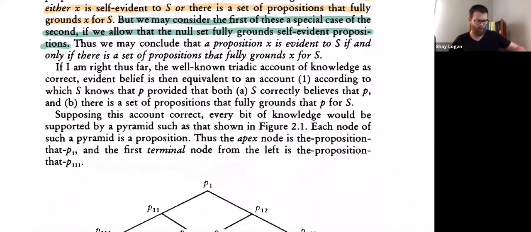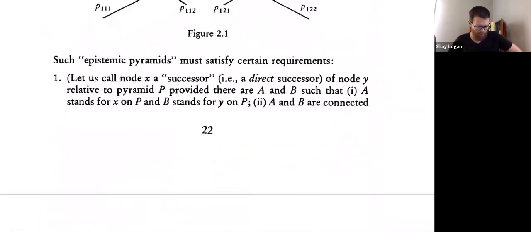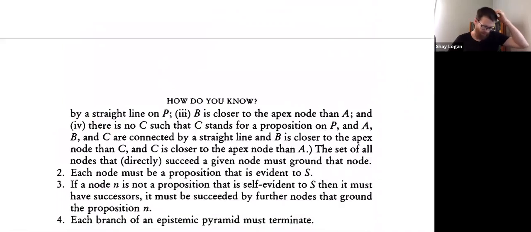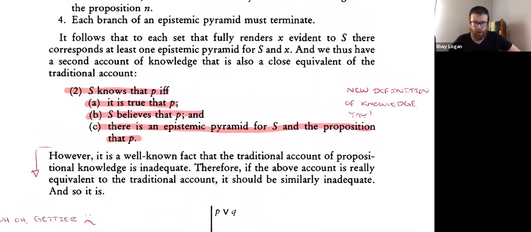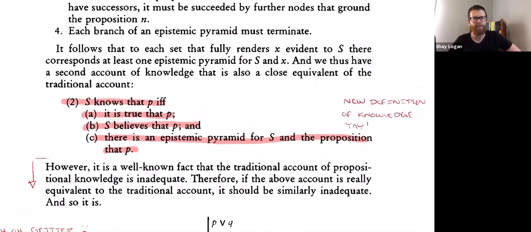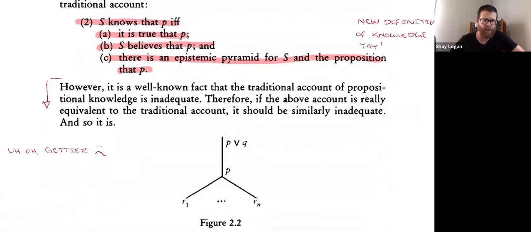So we had all of this stuff that we went through. Here's his picture of the pyramid. And then down here, we get this new definition of knowledge. Yay! S knows that P, if and only if it is true that P, S believes that P, and there is one of these epistemic pyramids for S and the proposition that P. Okay, new definition of knowledge, and then immediately, Gettier.